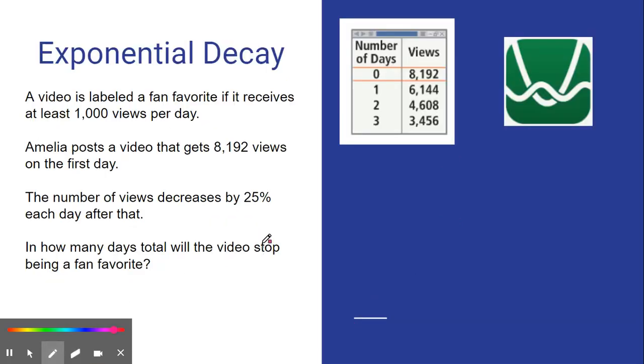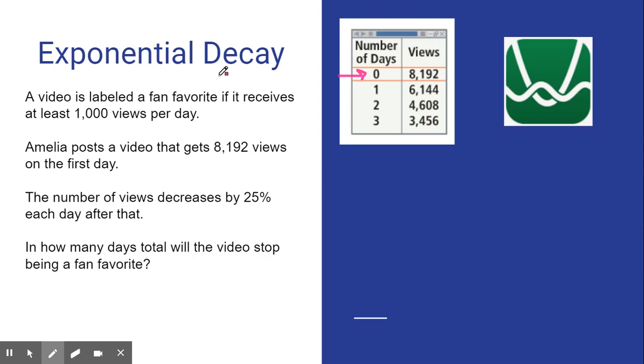Okay, so let's do an example about exponential decay. A video is labeled a fan favorite if it receives at least 1,000 views per day. Amelia posts a video that gets 8,192 views on the first day. So we're kind of calling that time 0. The number of views decreases by 25% each day after that. In how many days total will the video stop being a fan favorite?